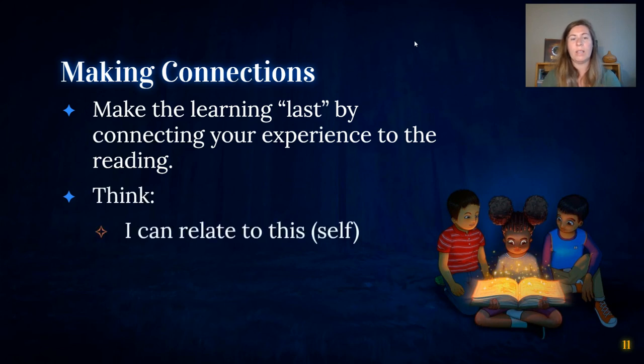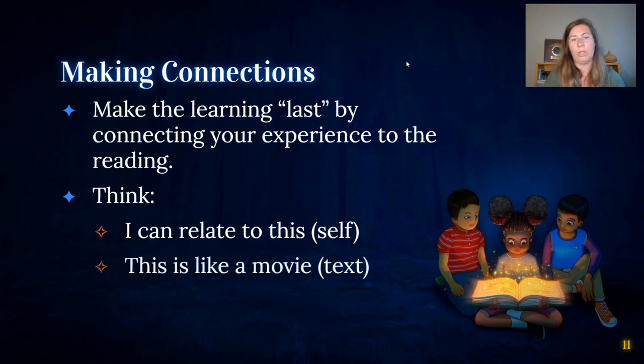The first one is a connection to yourself. So we call this text to self connections. It's something that you can relate to because you've experienced it in your own life. So maybe your story, as I mentioned before, is going to the beach, and that's something you've done before. So you can relate to it because you've done that before.